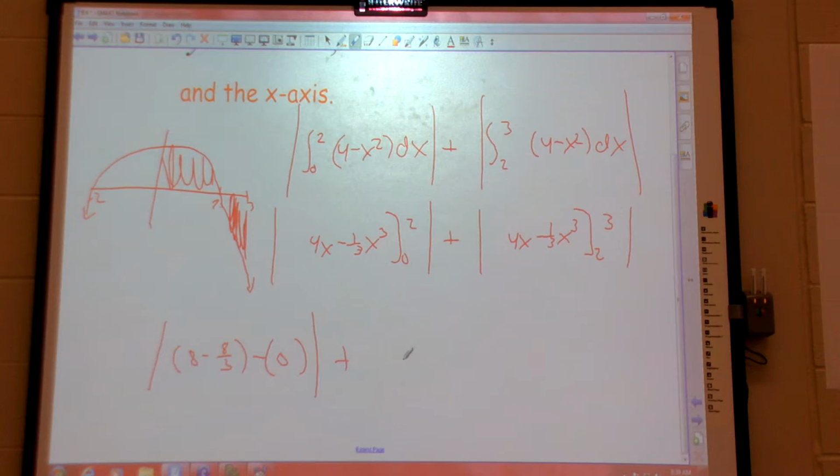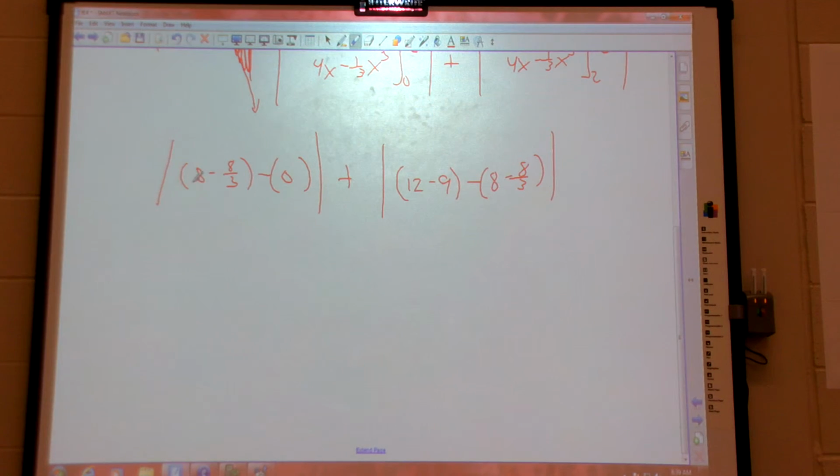from 2 to 3. So when I plug in 3, I get 12 minus what? 27, which is 9. Yeah, I kept hearing something thirds, and I'm like, no. Minus, now 2 we've already plugged in, we get 8 minus 8/3, right? Yes? And 8 minus 8/3 times 3 is 24 minus 8, 16/3. Plus, that'll give me 3 minus 16/3. With me there?